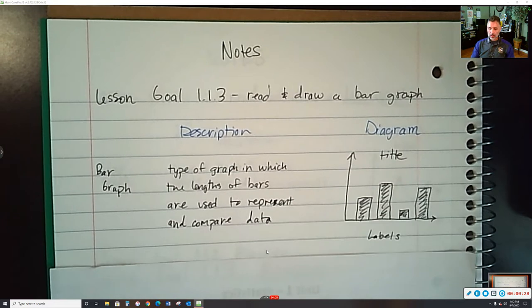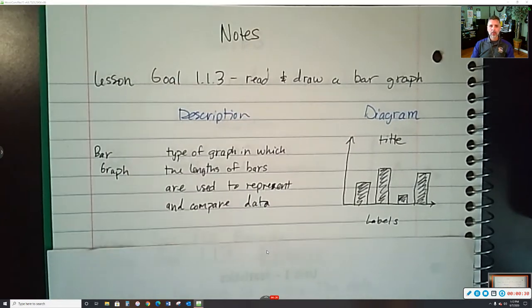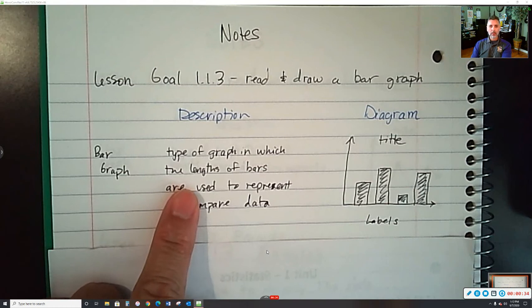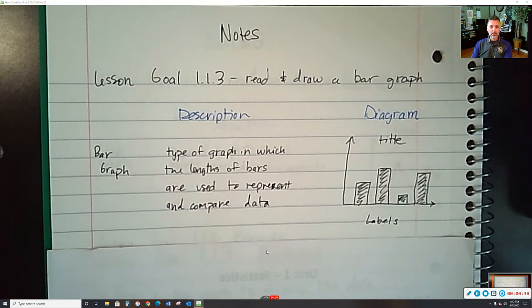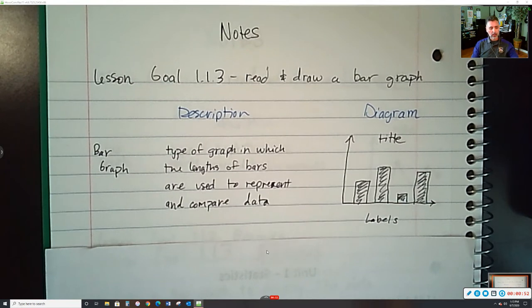So let's look at what a bar graph looks like. It's a type of graph in which the lengths of the bars are used to represent and compare data. Okay, so how high up it goes, let's say the more of a certain object we have, the higher the bar, and the less, the lower the bar. Okay, and a couple of things I'm going to say about this.